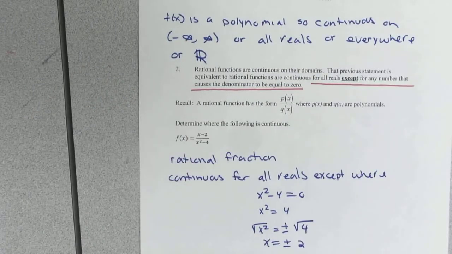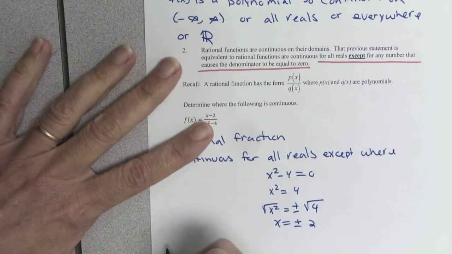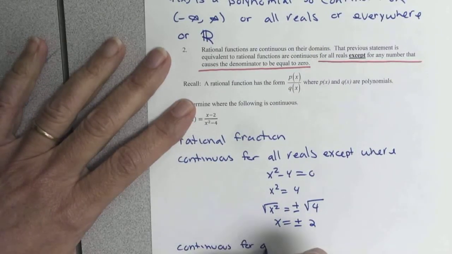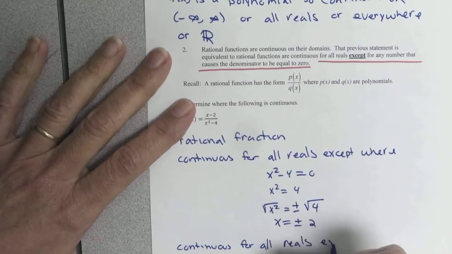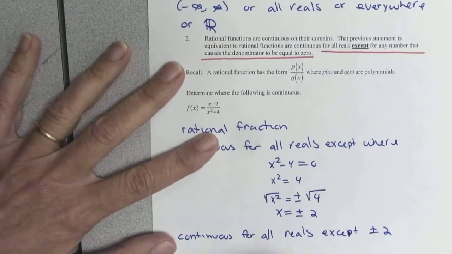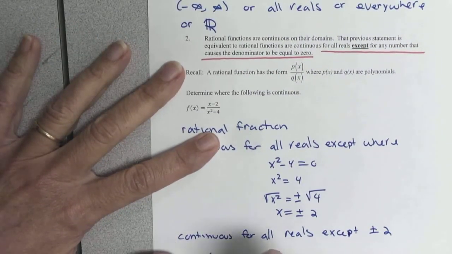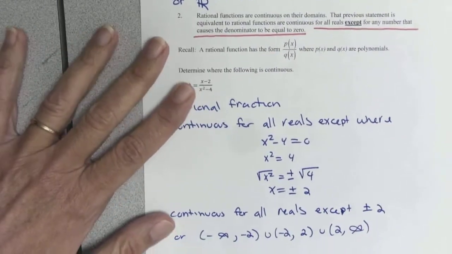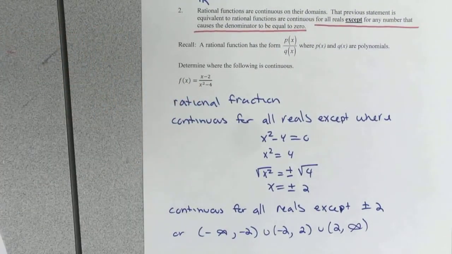So I get x equal plus or minus 2. And then you can write this any way you want. It's continuous for all reals except plus or minus 2. Got to have that word except. If you wanted interval notation, negative infinity to negative 2, negative 2 to 2, 2 to infinity. I don't care, test or quiz, what you give me. My math lab, my lab math, give them whatever they want. It's going to be one of those two things. But just for me, just get your point across.